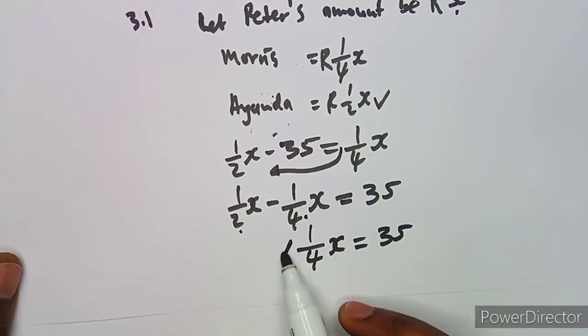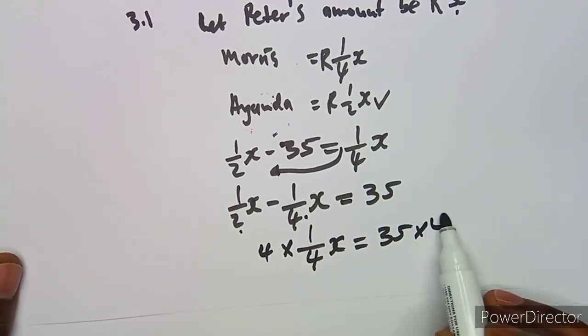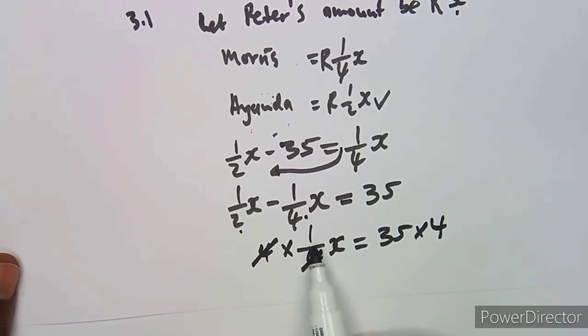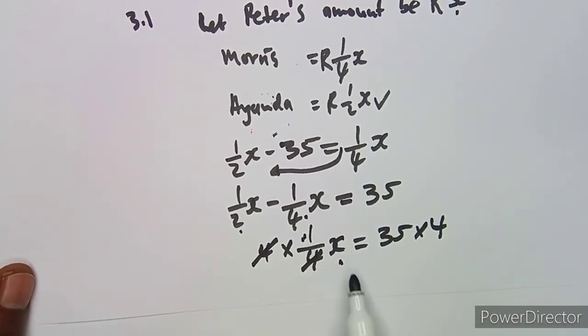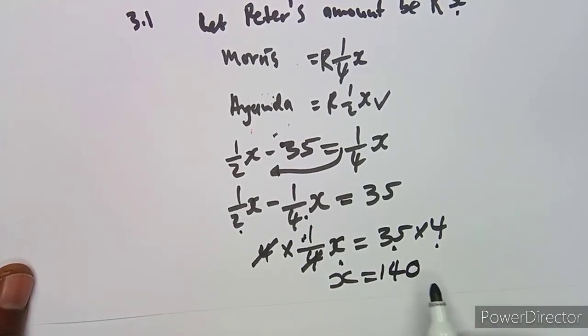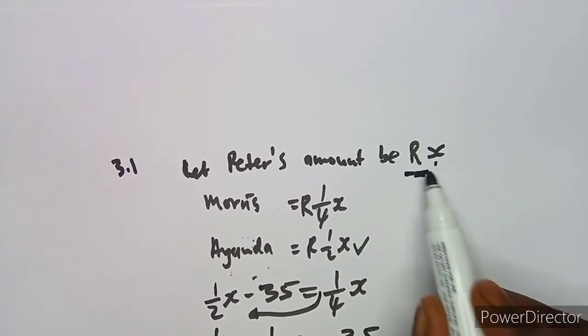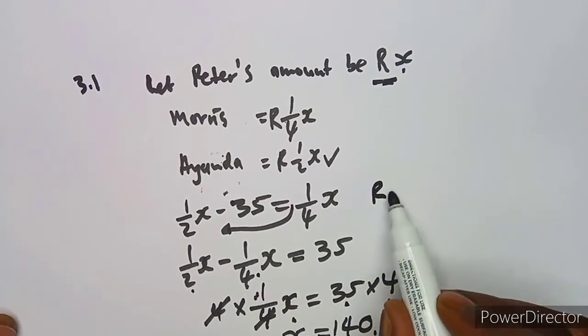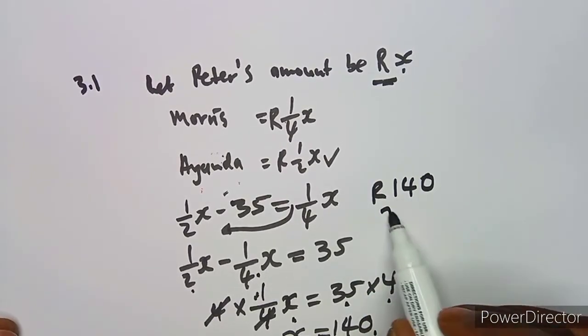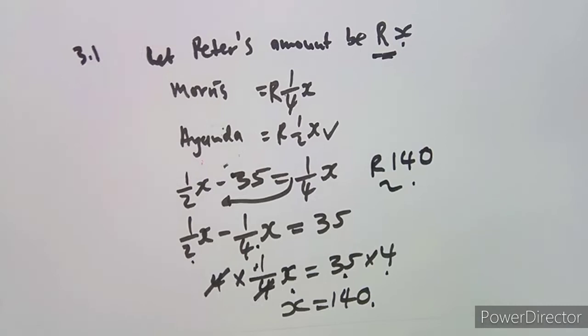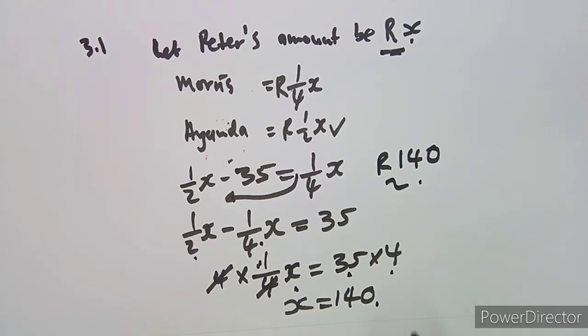In order to find x, you can just multiply by 4. So this is going to cancel, and you remain with 1x, which is x. So 35 times 4 is 140. So x represents whose amount? Peter's amount. So we are saying Peter originally had 140 rand. What I'm trying to say is that this question does not make sense.